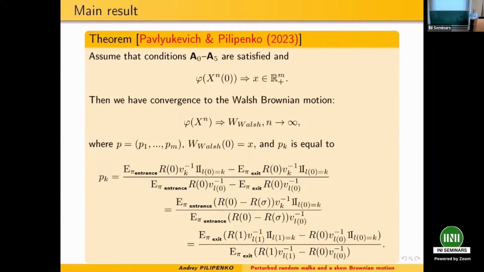You know what entrance is, what exit is. There is a relation between them, so you can write it in terms of entrance and exit, or only entrances, or only exits. It's up to you.